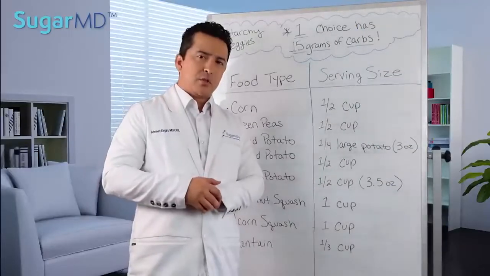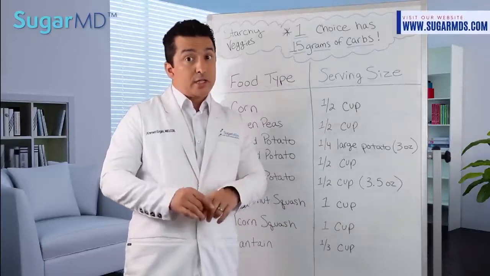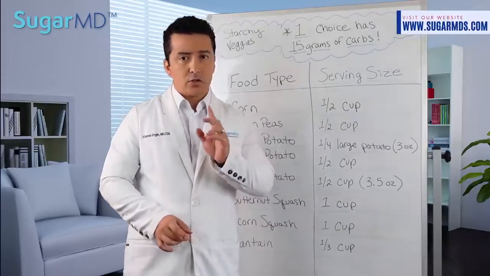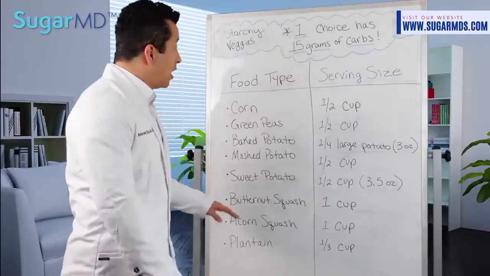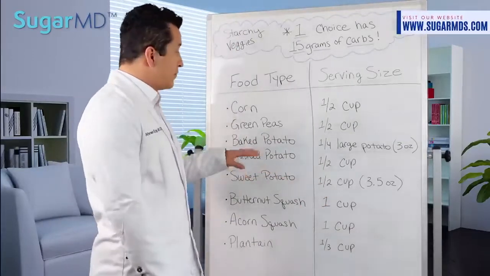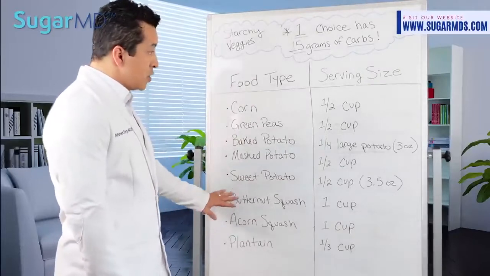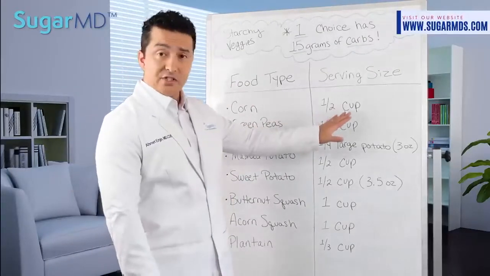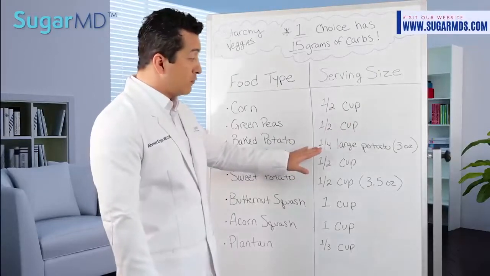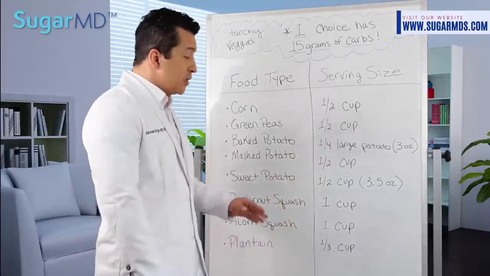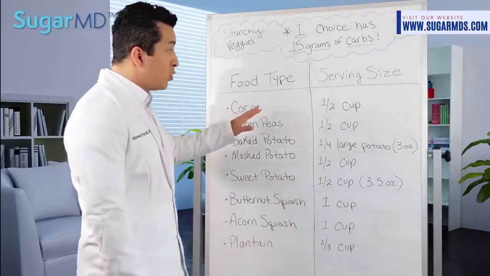So what about the vegetables? Well, we have starchy vegetables and the non-starchy vegetables. I'm going to talk about the starchy vegetables first, because with the non-starchy vegetables we have more leeway. So if you look at this table here, you will see some of them are half a cup size for 15 grams, and some of them will be just 1/4 for only 15 grams. So let's talk about the corn, for example.